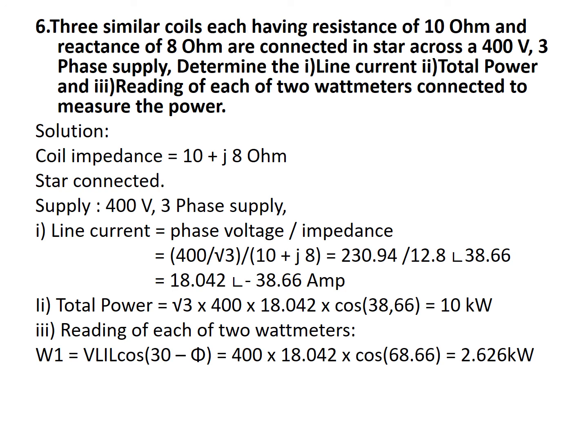How do we calculate the phase voltage? They have given the line voltage, 400. Line voltage VL divided by root 3 gives the phase voltage, divided by impedance 10 plus J8, and we get the phase current. Phase current and line current are both the same in a star connection, so we get the line current. Total power is root 3 VLIL cos phi, 10 kilowatt. Reading W1 is equal to VLIL cos 30 minus phi, W2 is VLIL cos 30 plus phi.